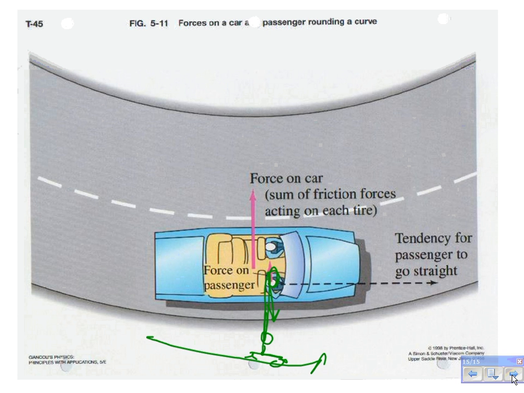So why do you feel like you're moving out? Well, because of inertia. You want to go straight. Your car is turning. You feel like you're being pulled out, but you're really not. You're really going straight, and the car's not going straight. It's kind of a weird thing. There is no force acting centrifugally. There is a force acting centripetally.